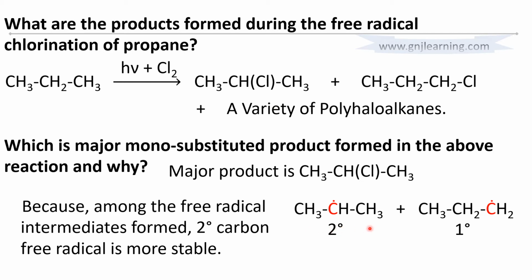Which intermediate will form? The most stable one. And we know now that it is the secondary carbon free radical that is more stable. So it is formed more than the primary, and from here the product is formed. So since it is more stable, it will be formed more. Hence secondary substitution will be the major product compared to the primary substitution. Clear? So in the next slide we will see why it is like that. Why is the secondary carbon more stable than the primary carbon?